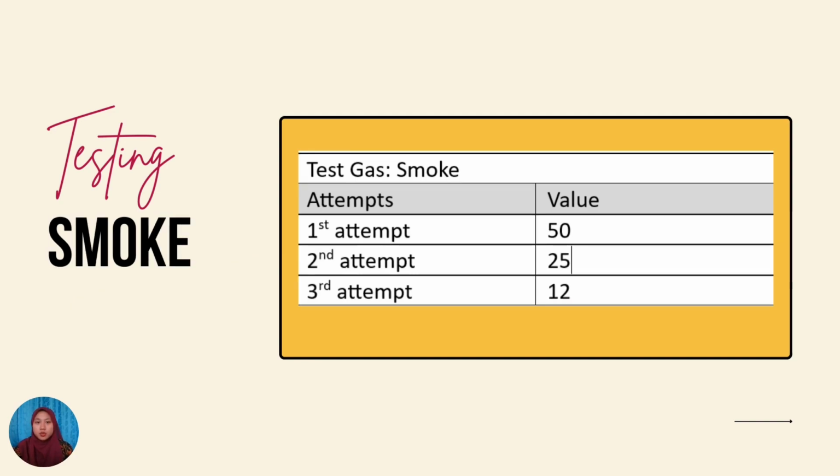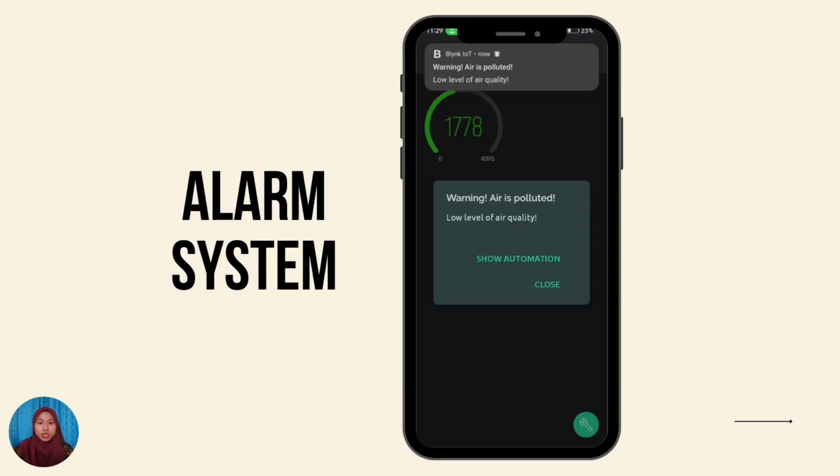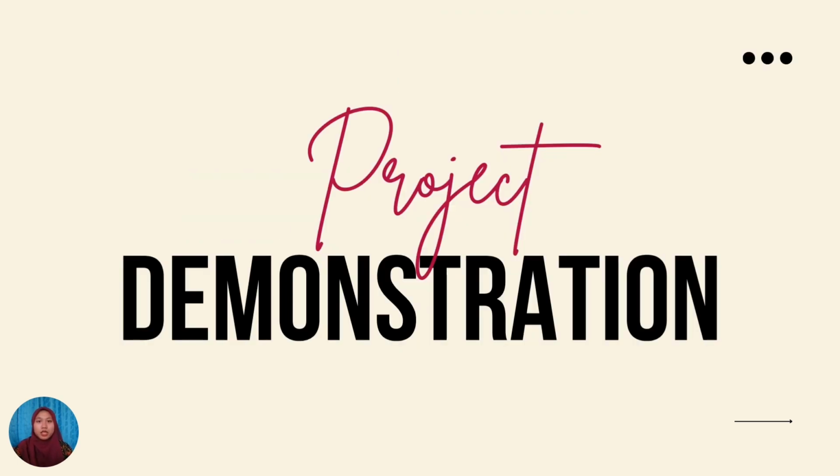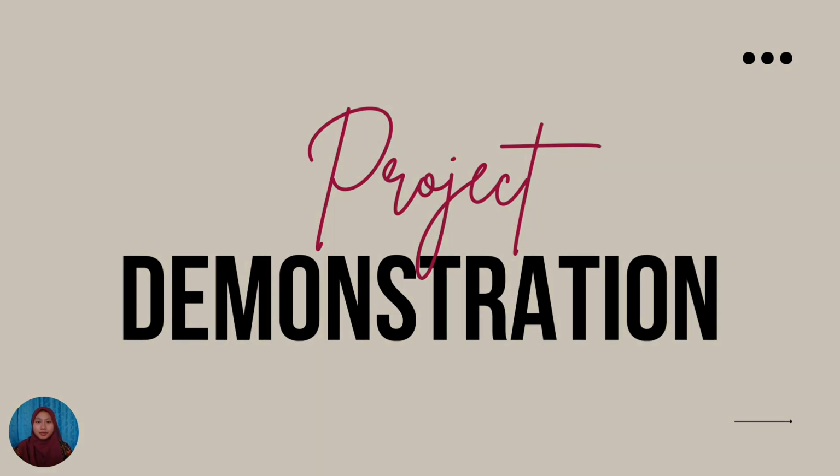This is testing smoke. For smoke, the first attempt is 50, the second attempt is 25, the third attempt is 12. All of these are in a range that is still safe for the people in the room. And this is our alarm system. The Blynk application will send out a warning and tell that the air is polluted and it is a low level of air quality. And this is our project demonstration.